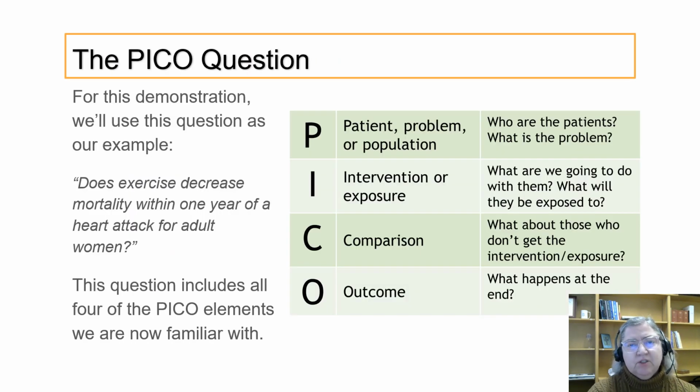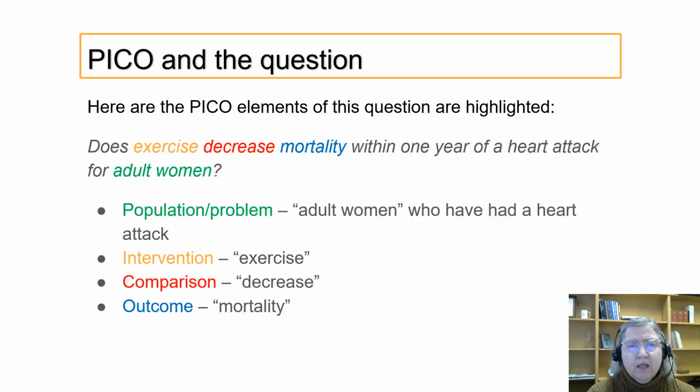This presentation assumes that you already have a good PICO question of your own, but for demonstration, I'll be using this PICO question. Does exercise decrease mortality within 1 year of a heart attack for adult women? This question has all 4 of the required PICO elements that we are familiar with. Here, the PICO areas in this question are highlighted. Our population of interest is adult women who have had a heart attack. Our intervention is exercise, our comparison term is decrease, and our outcome is mortality.